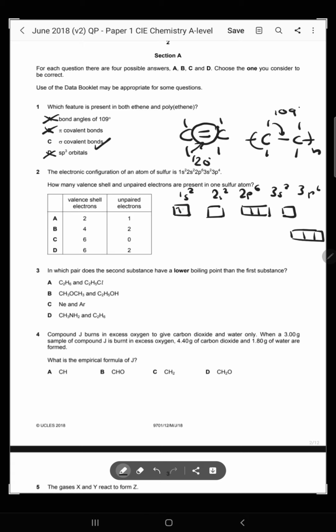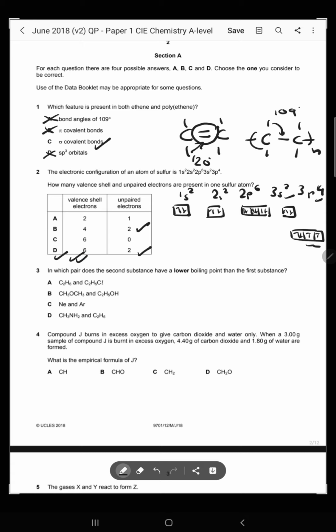So we have 1, 2, 3, 4, 5, 6, 7, 8, 9, 10, 11. So we now have 3p4. So there is going to be 2 unpaired electrons. So the option is going to be either B or D. And we have 6 outer electrons, 4 plus 2, 6 valence shell electrons. So the option is going to be D. So the only answer possible is D.